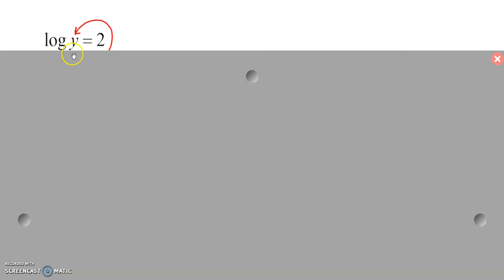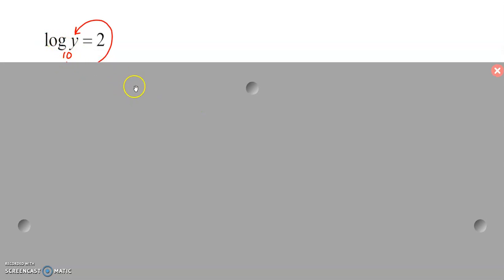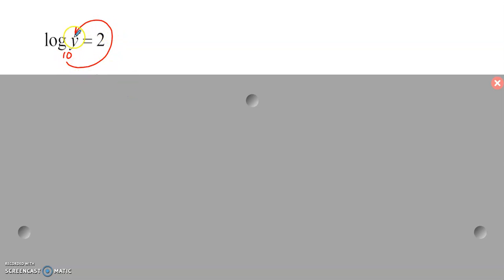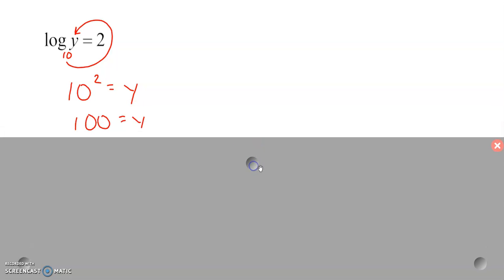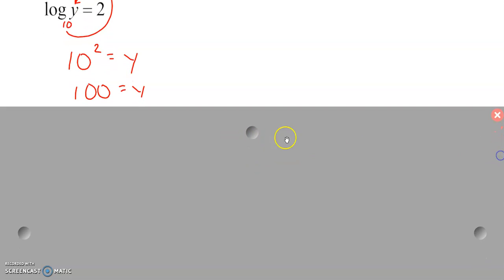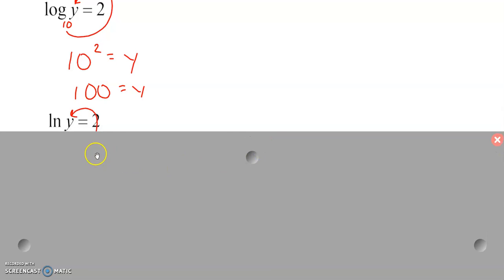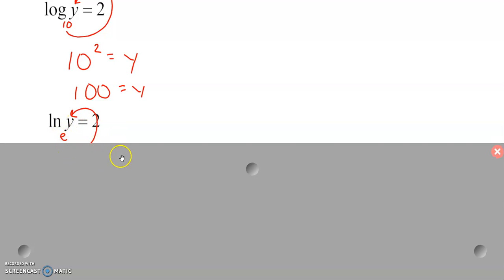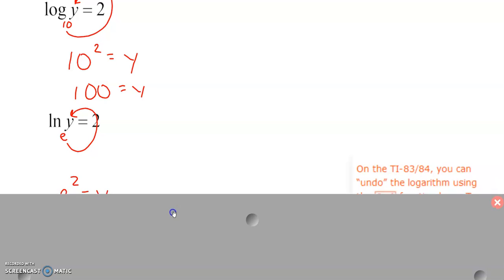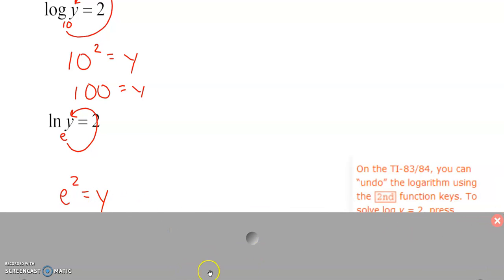So for example, if I tell you log of y equals 2, this means log base 10, if there's no base written, which means 10 to the power of 2 equals y. And you can write it as 10 to the power of 2 equals y, which is 100. If I were using a base of e, instead of writing log base e, we write ln. ln of y equals 2 means log base e of y equals 2, and you can rewrite that as e to the power of 2 equals y.